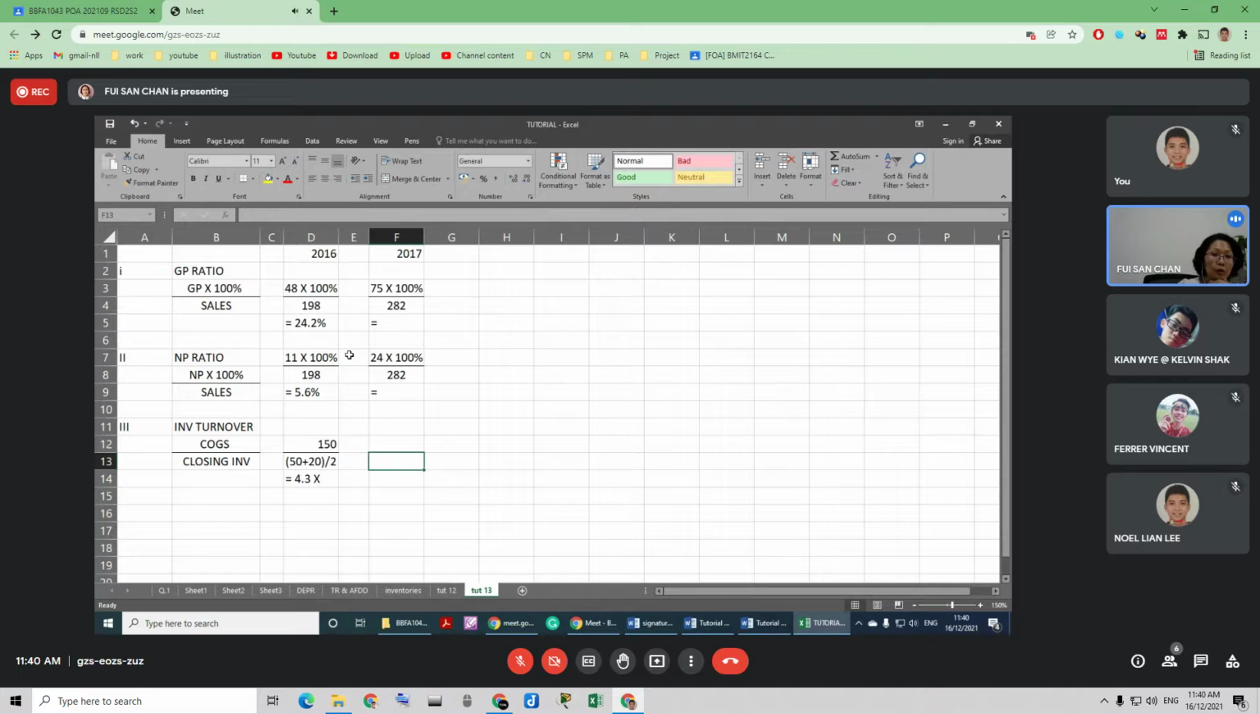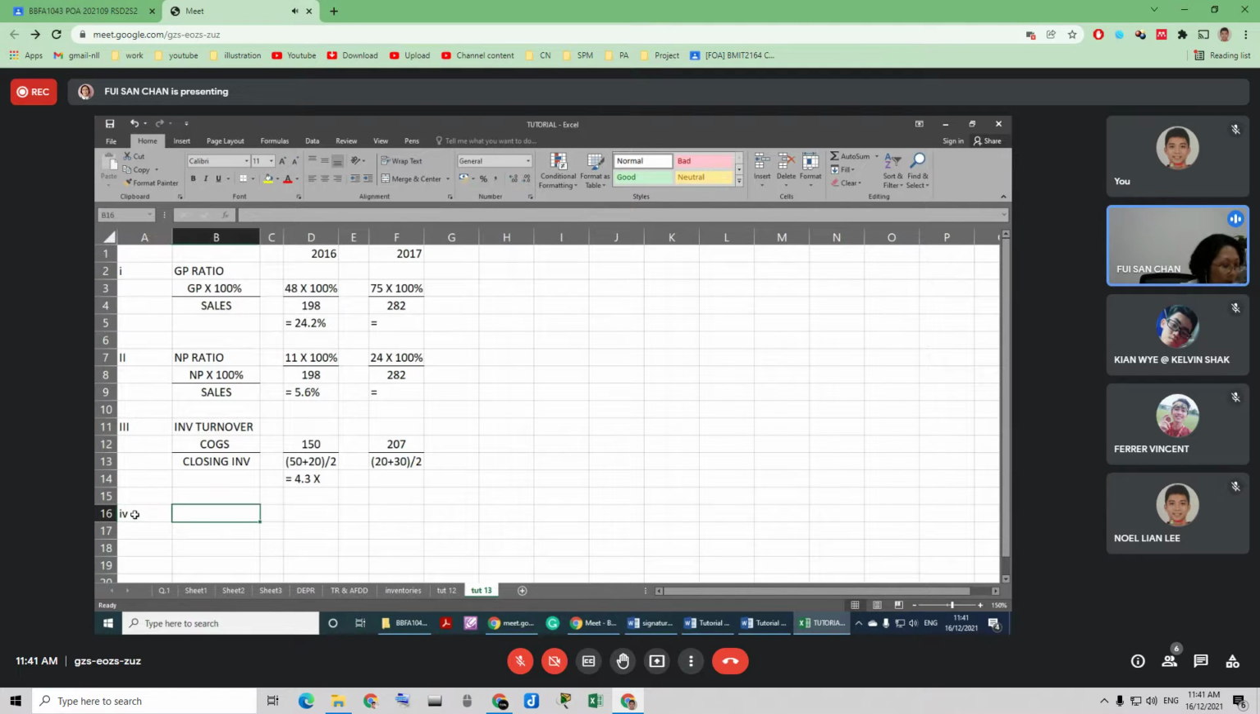Okay, so for 2017, cost of goods sold is 207 divided by, now this one, can you find the average? Yes, 20 plus 30 divided by 2, right? So this is how you actually do it. Make sure you use the right number. The other year you do it on your own.